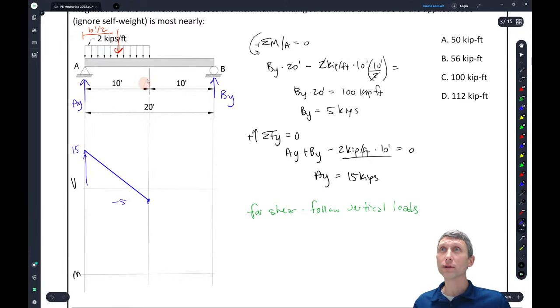Let's think about this for a second. What do we have? We have some compression going on here, right? This stress is in compression. Do you agree? This force is pushing up, this force is pushing down, and that's causing this thing to compress vertically. So our sigma axial is going to be compression. I like to draw compression in red. Does that make sense?